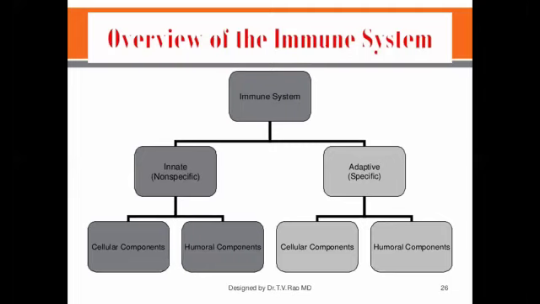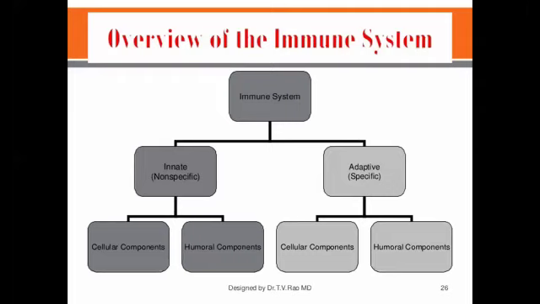And the next will be the humoral components. So what are the humoral components under the innate immunity? There is complement, acute phase reactants, and cytokines. So all of this comes under the humoral components.